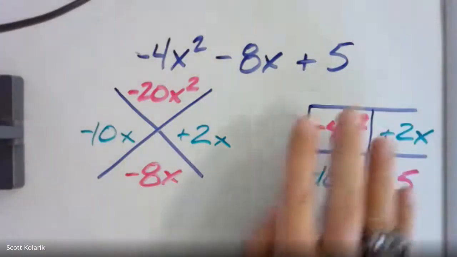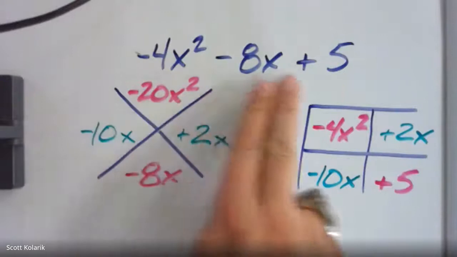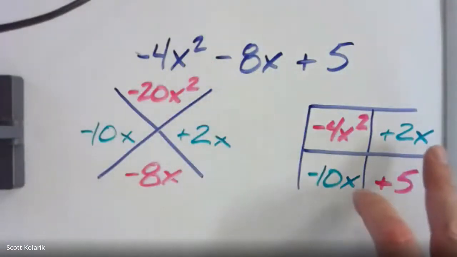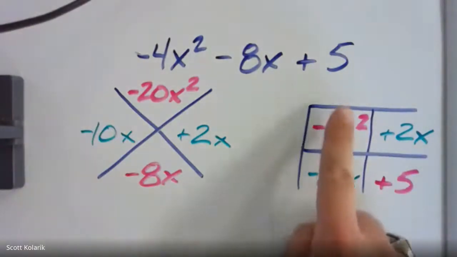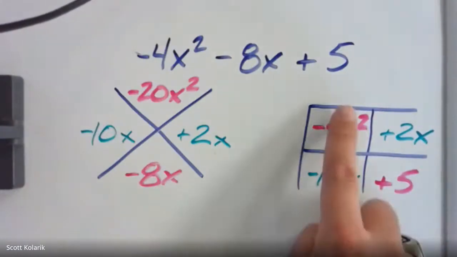And again, this represents the distributed version of me basically taking the same trinomial, but taking this middle term and splitting it into two pieces, these two pieces. And now I'm going to find common factors for both the columns and for both the rows. I always start in the first column.